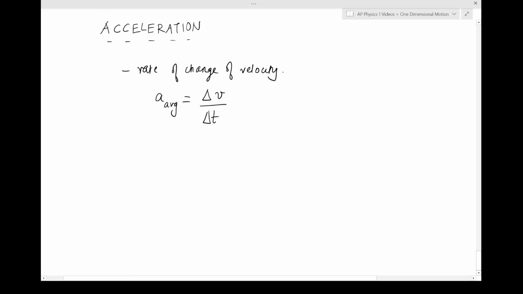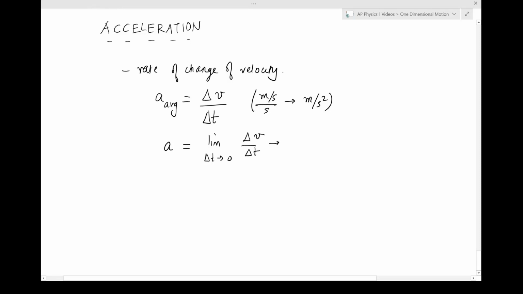Now, if you look at this, we can write the units of this as meters per second, which happens to be meters per second square. We can also define the instantaneous acceleration, a, as the limit as delta t approaches 0 of delta v over delta t, just like we defined instantaneous velocity.